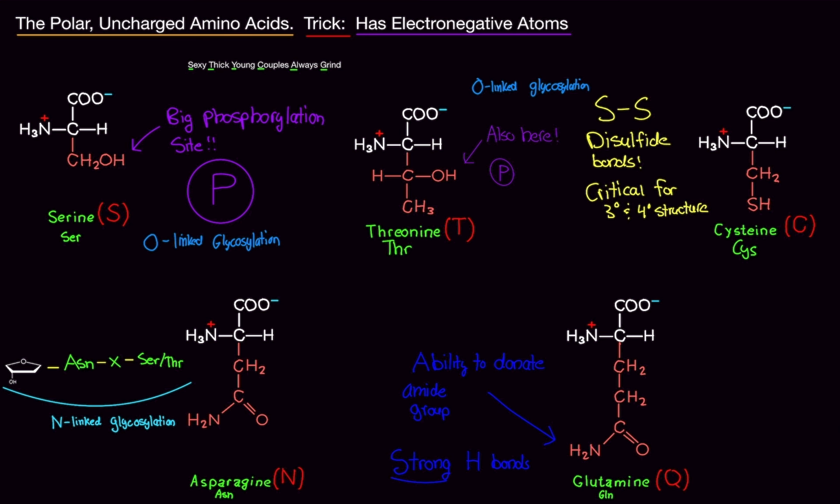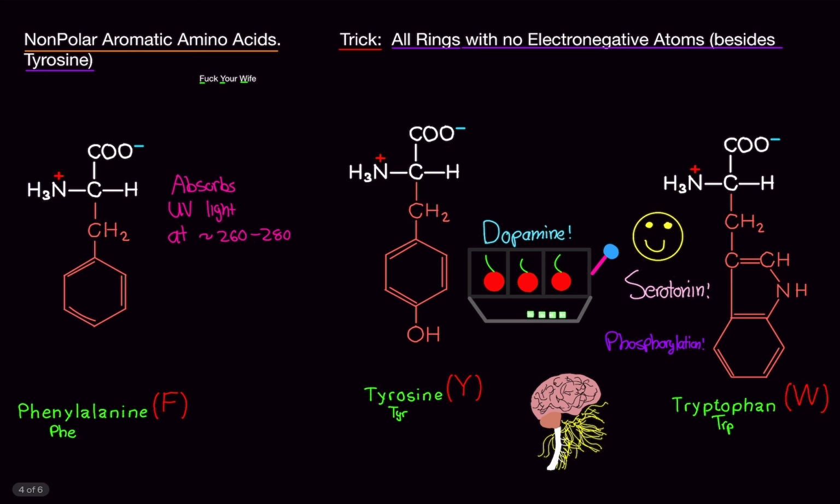Now, the abbreviation that I like to use is "sexy, thick, young couples always grind." Okay, so let's go over the nonpolar aromatic amino acids. The trick is they're all rings, with no electronegative atoms besides tyrosine. I know that doesn't really help you because there are only 3 here, but you just have to remember tyrosine. Tyrosine is my favorite amino acid, by the way. I'll tell you why in a second. So let's do phenylalanine, or F.